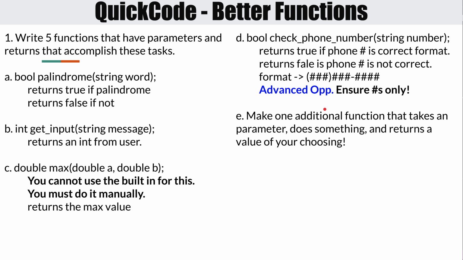All right, and then the last one is making one additional function that takes a parameter and does something and returns a value you're choosing. Basically, pick a function that you've wanted to write to make the code you've been writing easier and write that function, okay? It needs to take info, it needs to return info. And don't just make it take a number and return the same number, okay? Now my quick code example is going to show you the check phone numbers and the palindrome. So let's get to that.